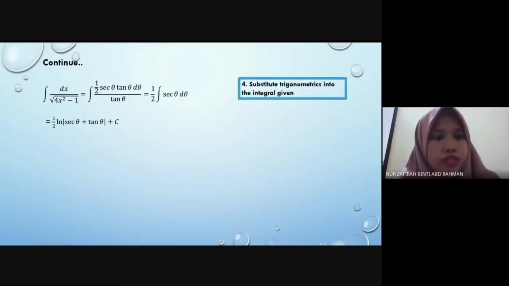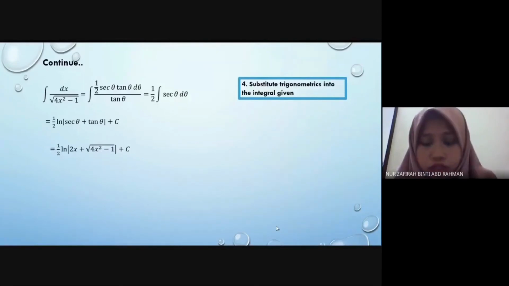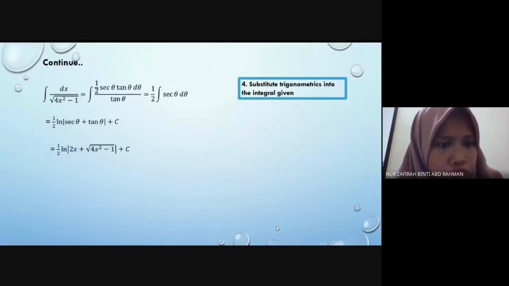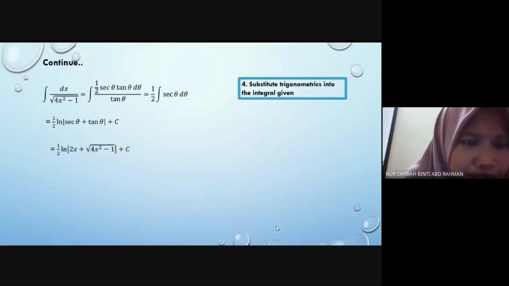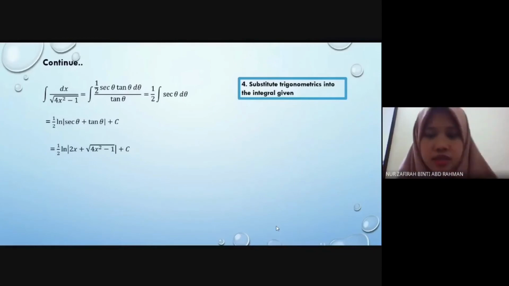So we substitute back the trigonometric values in the form of x: 1 over 2 ln, the bracket to, what do we call the bracket? Does anyone know? Hello, can you hear me? So 1 over 2 ln of bracket 2x plus square root of 4x squared minus 1, plus c. So this is the final answer.